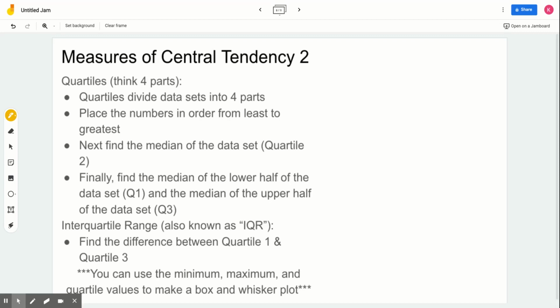Today we're going to cover Measures of Central Tendency Part 2. So this will go with Chapter 15 for Advanced Math or Chapter 10 for regular math. So the first thing we're going to talk about today is quartiles.